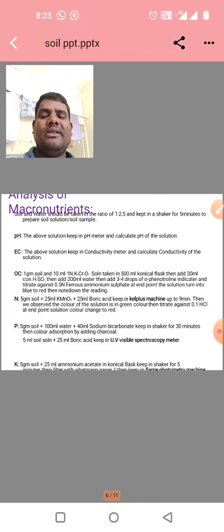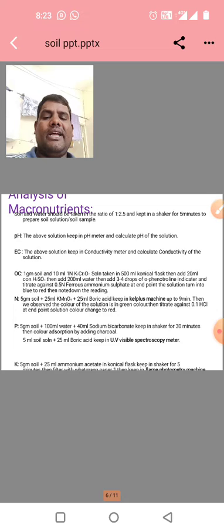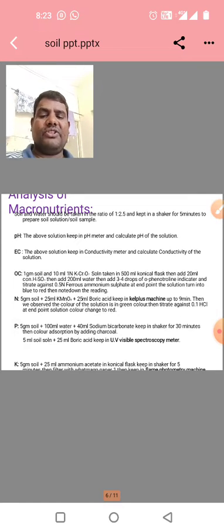Then phosphorus, 5 gram soil, add 100 ml water and add 40 ml sodium bicarbonate, keep in shaker for 30 minutes. Then remove the color by adding charcoal. Then take 5 ml soil solution, add 25 ml boric acid, keep in the UV visible spectrophotometer, and calculate the phosphorus by a suitable equation.